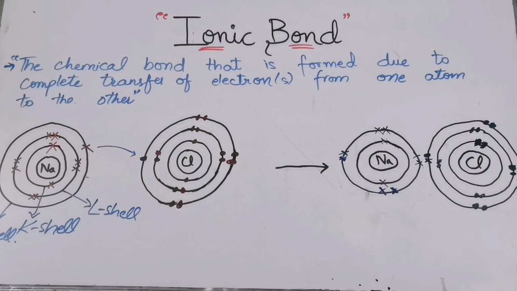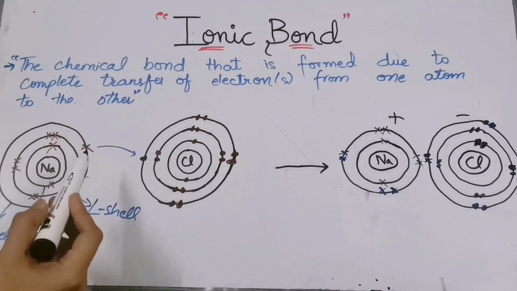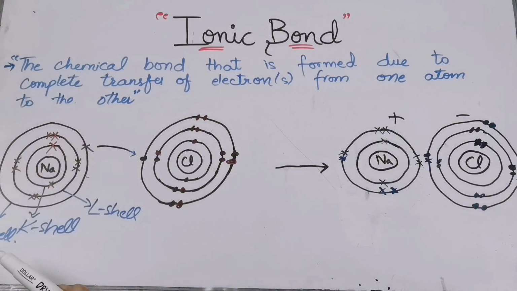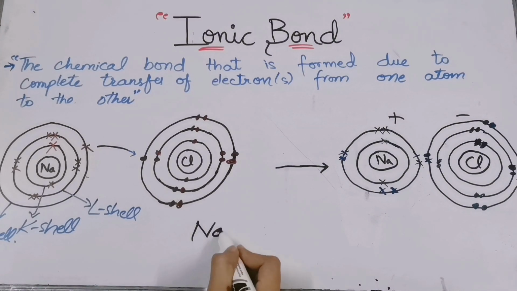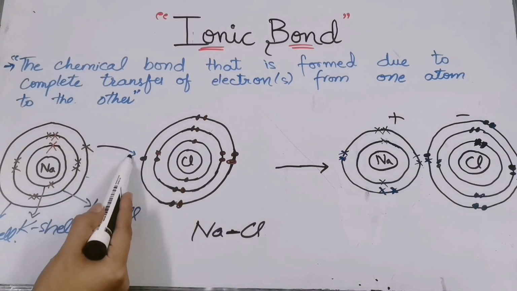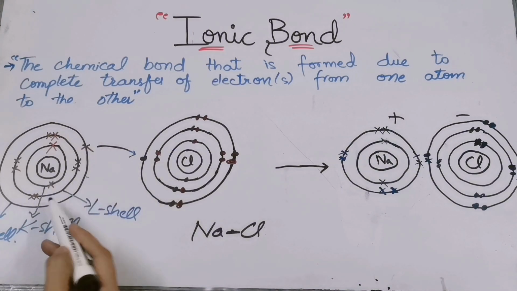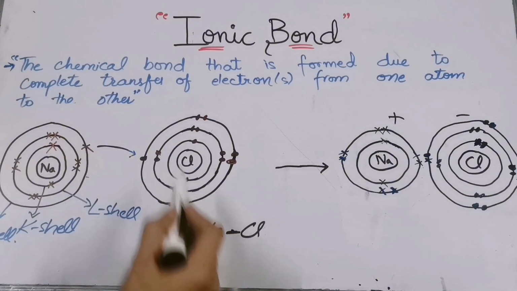Now see that the sodium has lost its 1 electron, so it will get a positive charge. Now the cation and anion will attract each other, and as a result a bond will be formed, and that bond will be an ionic bond. Now let us see the definition. Here they say the chemical bond that is formed due to complete transfer of electrons from one atom to the other. See over here, the transfer of electrons is taking place, and after the transfer, a bond is formed between them. So the chemical bond that is formed due to the complete transfer of electrons from one atom to the other. I hope now you understood the definition.